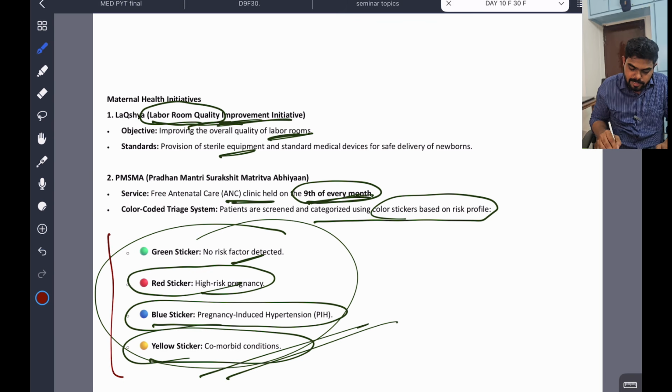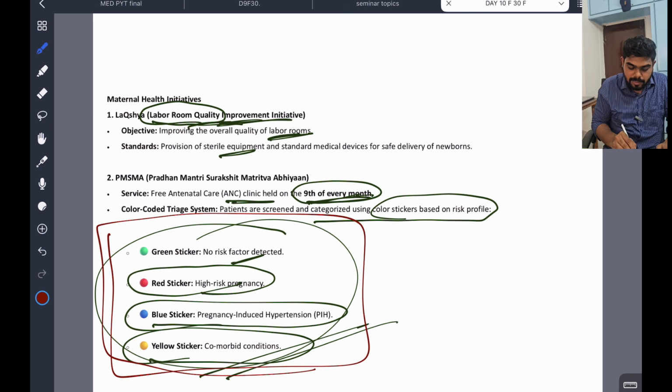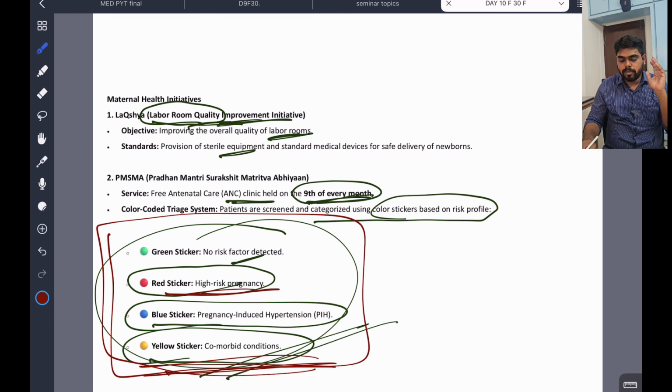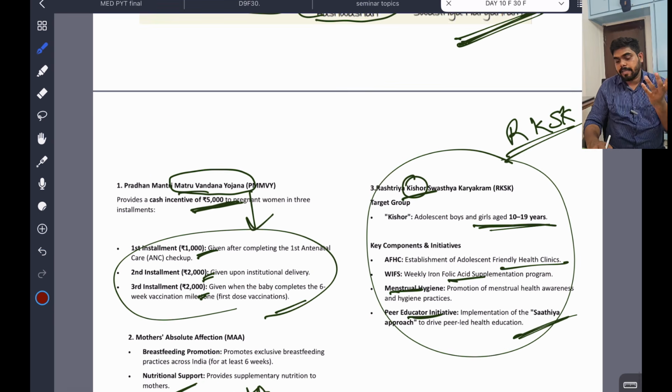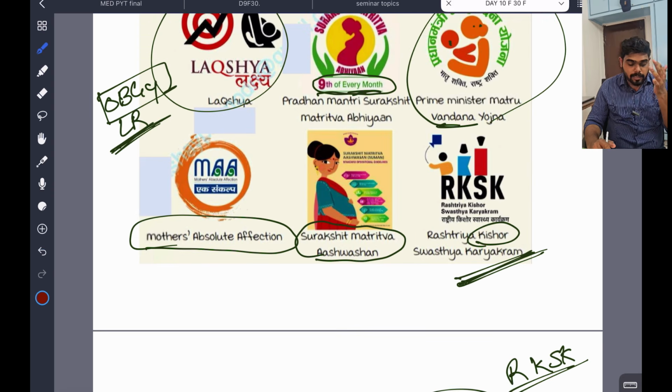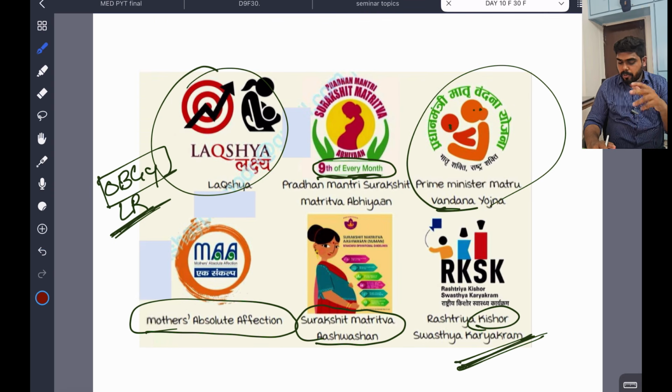So green is safe, no problem, no comorbidity. Red means high risk pregnancies. If they mention hypertension, it is blue, pregnancy induced hypertension. Yellow color is comorbid conditions. So this is very important. These programs are important. For some of the programs I mentioned, there are many programs that I will upload later. And as you can see, these logos are very important.